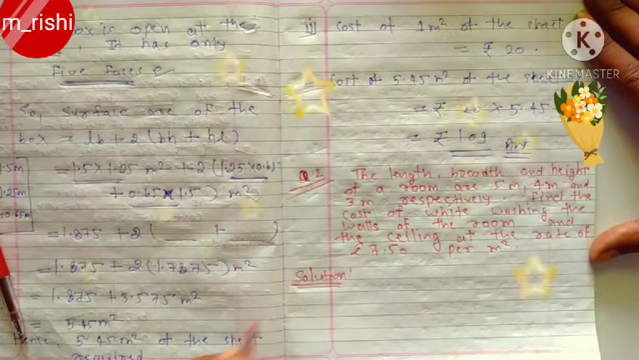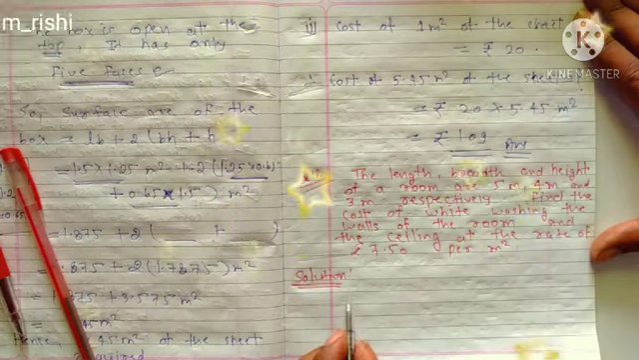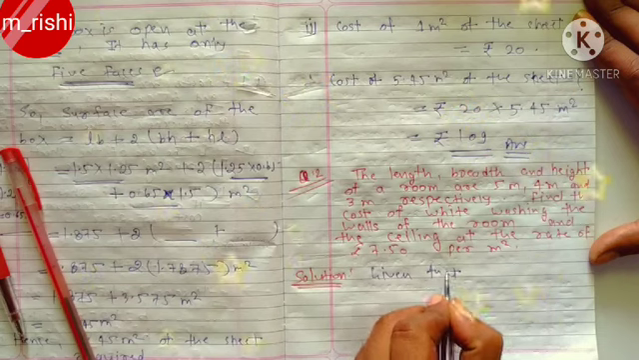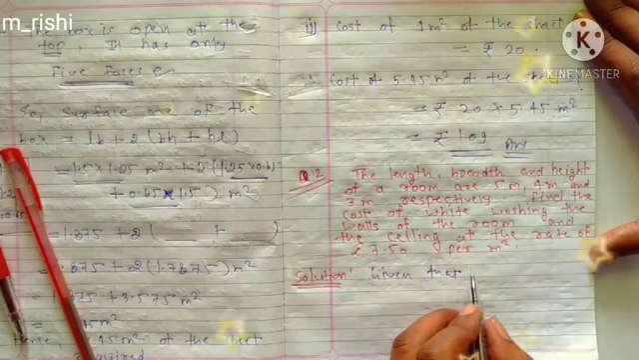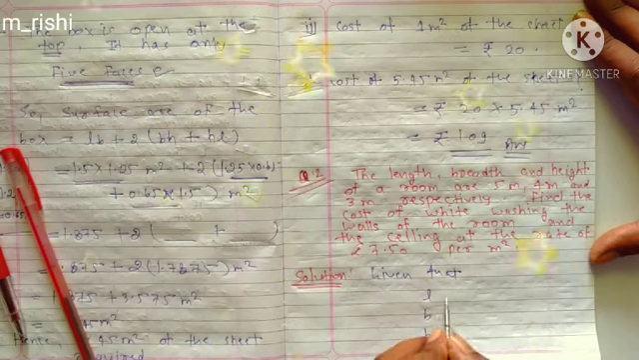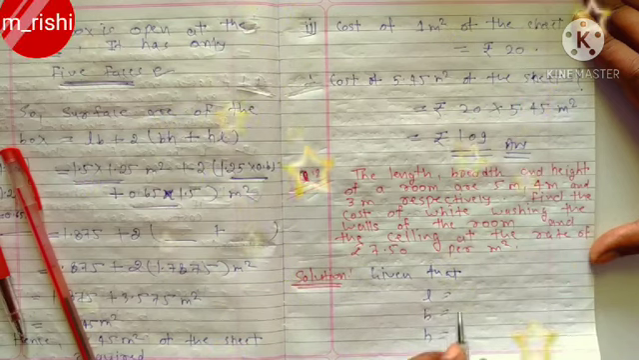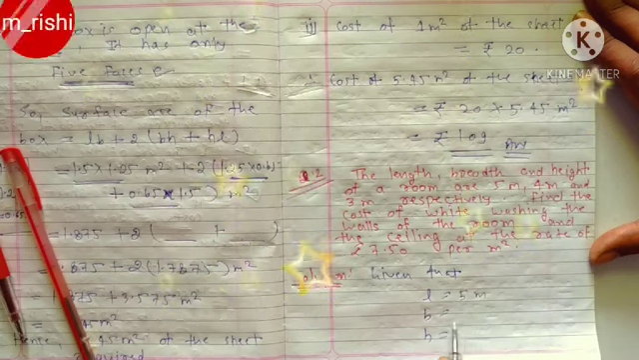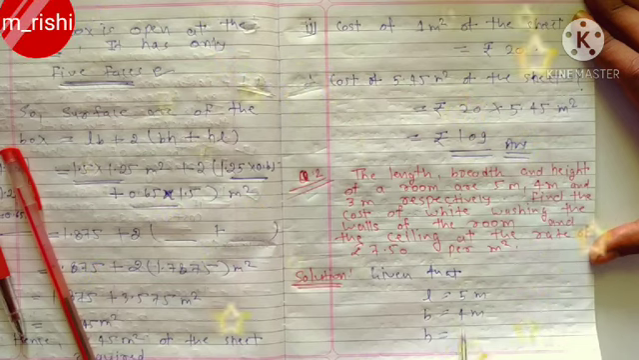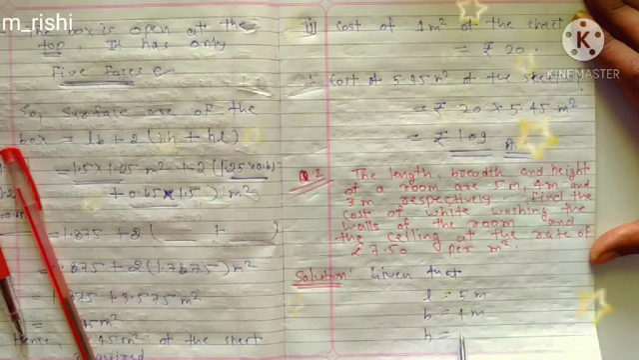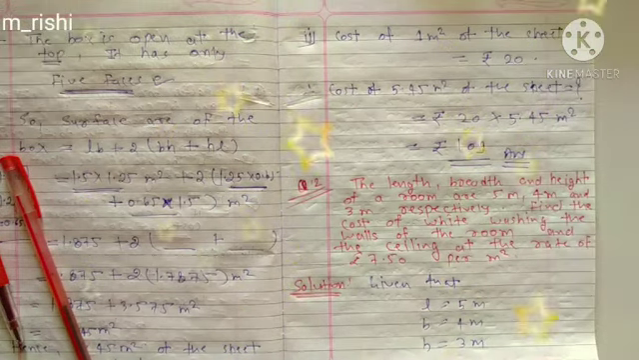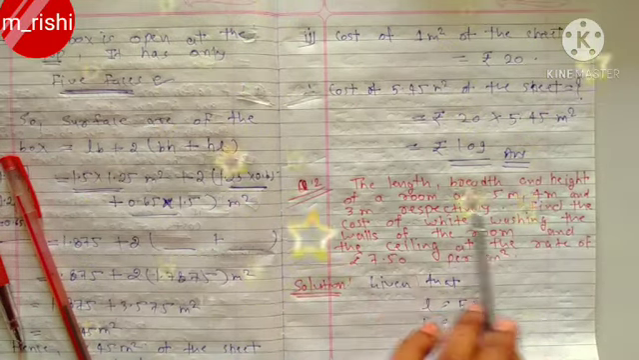Yes. Now second question: length, breadth, height. Given that L, B, H are 5 meter length, 4 meter breadth and 3 meter height. Yes. So now read the question.